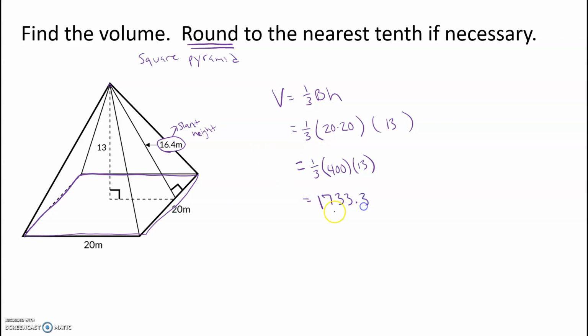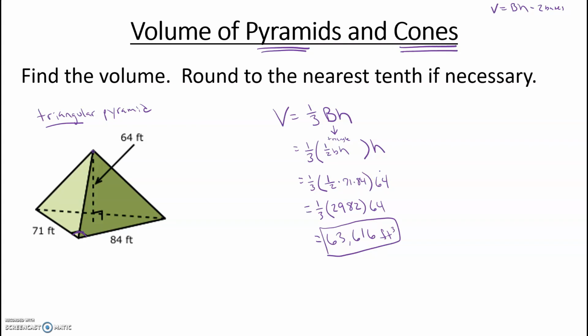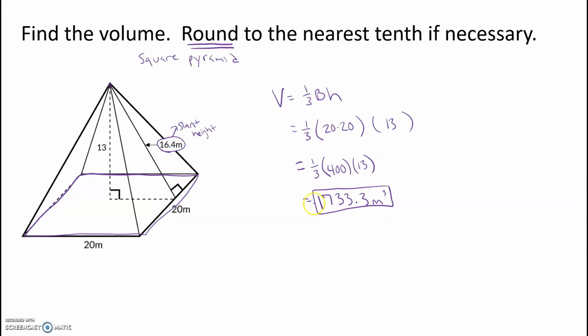1,733.3 meters cubed. I hope I wrote cubed on the last one. I did. Okay, and we're done. Sorry, in my calculator I typed in 400 times 13 and then I divided by 3. Again, multiplying by a third is the same as dividing by 3.